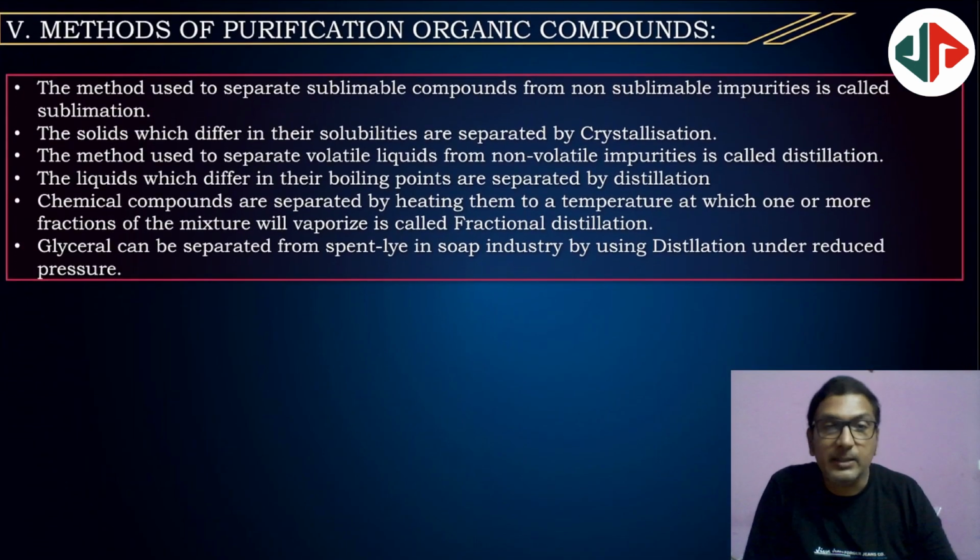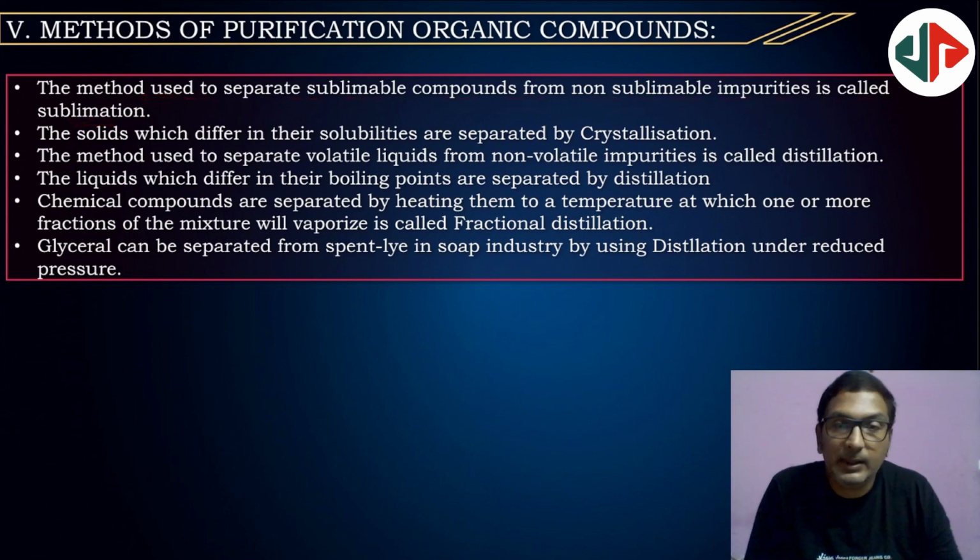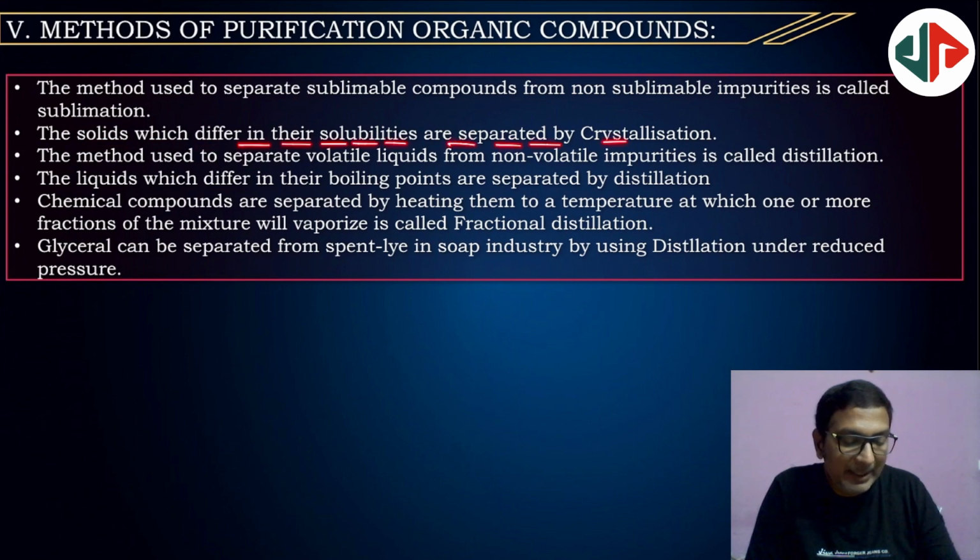Next, purification of organic compounds. The method used to separate sublimable compounds from non-sublimable impurities is known as sublimation. Iodine, naphthalene, benzoic acid are separated, that means purified, by this technique. Next, the solids which have a difference in solubilities are separated by crystallization.